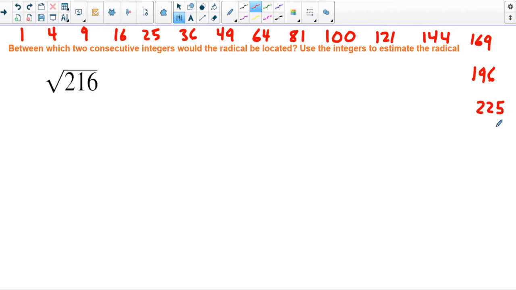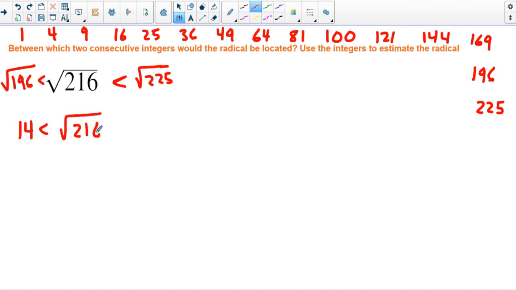So 216 is in between 196 and 225. So let's write that like this. It's going to be less than radical 225, but it's going to be greater than radical 196. All right, so we're going to use these to estimate this radical again. The square root of 196 is 14.